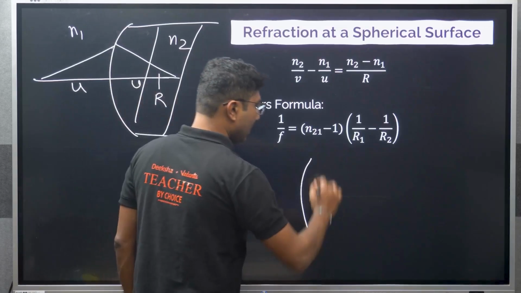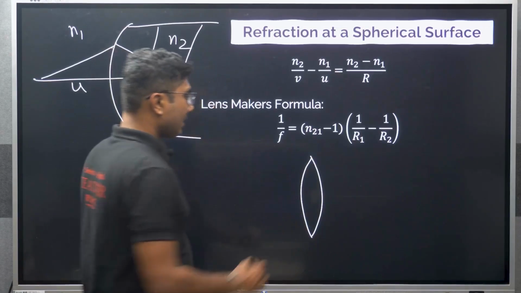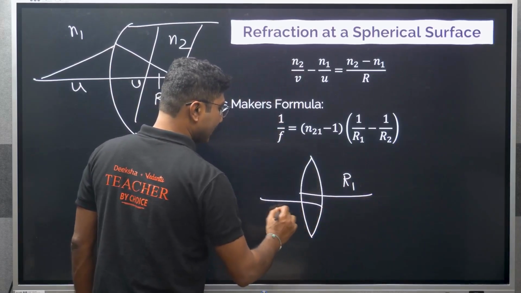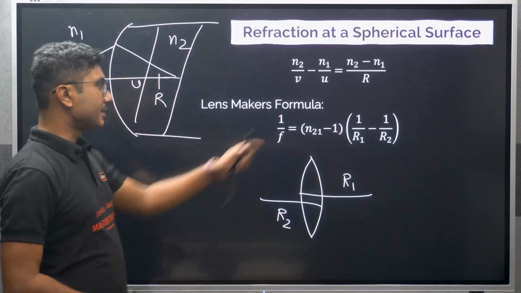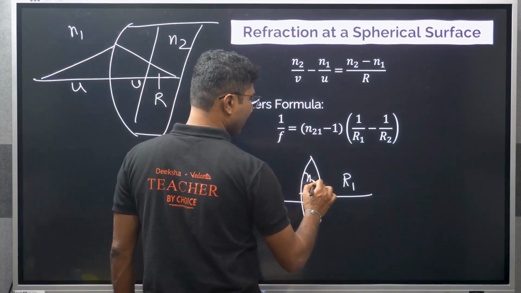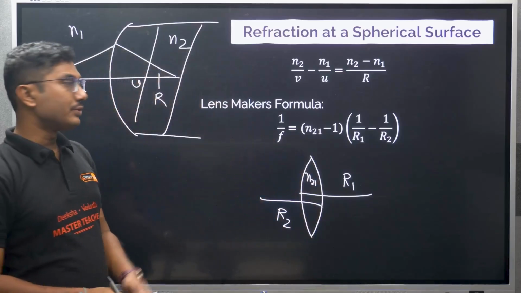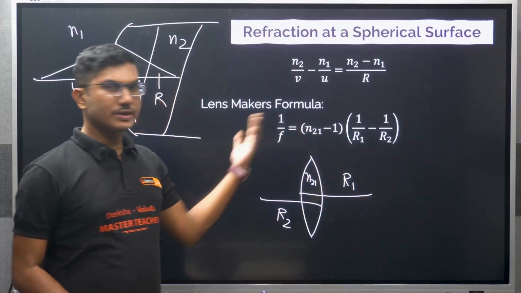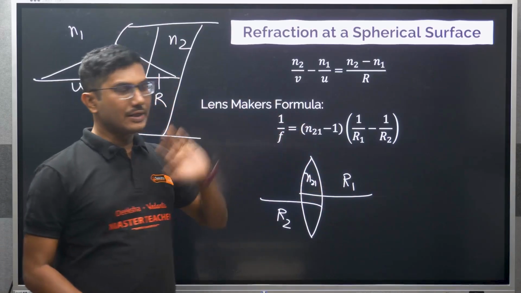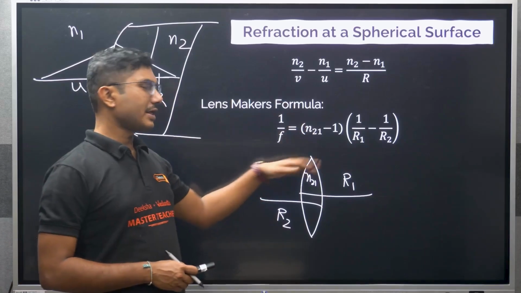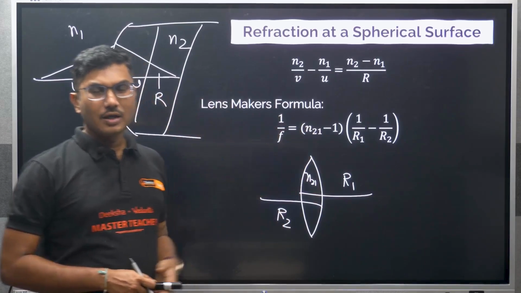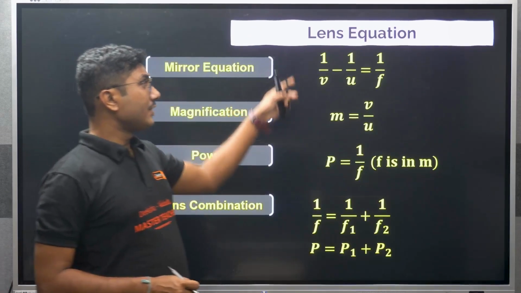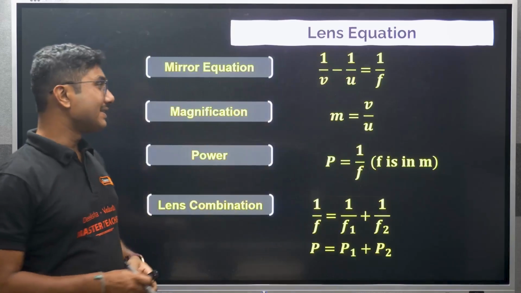So here, suppose we have a lens. The radius of curvature for the first surface is R1, the radius of curvature for the second surface is R2. Then this is the formula. Here n21 is the refractive index of the medium of the lens with respect to the surrounding. In case it is air, then you can take the absolute refractive index. In case it is not air, suppose it is water, then you have to divide by the refractive index of the water. Lens equation: 1 by v minus 1 by u equals 1 by f, easy.